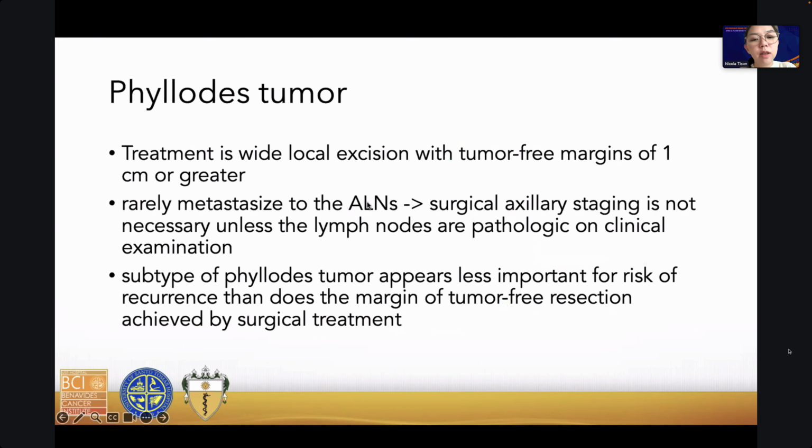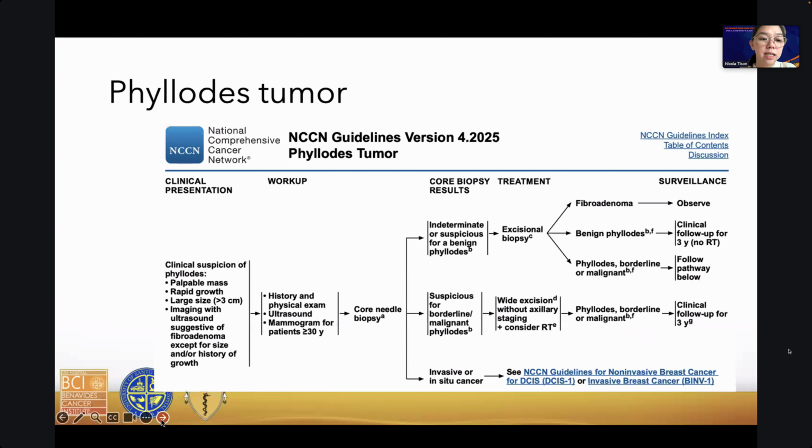They rarely metastasize to the axillary nodes, so we rarely do axillary staging unless you have pathologic or clinically palpable nodes. And the subtype of phyllodes is less important for risk of recurrence than the margin. So it's very important to get at least 1 cm margins for these cases.